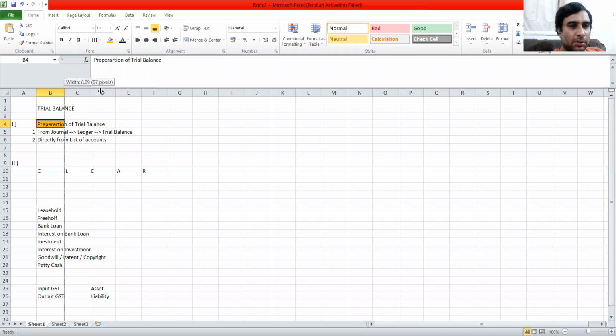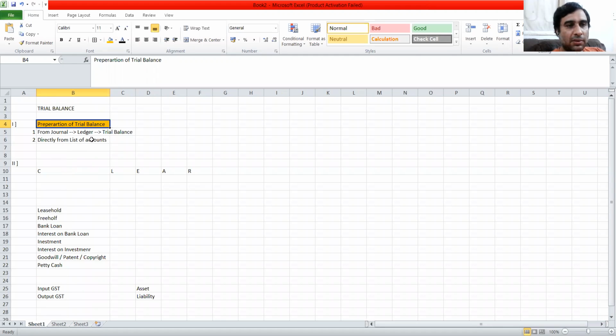So let's look into trial balance. I'm going to share my screen so you can take a look at some brief notes that I have made. Trial balance is generally prepared in one out of two methods. So we're right here. I'm going to highlight in yellow while we speak. So preparation of trial balance is by two methods. One is from the journal, you make the ledger, and from the ledger, you make the trial balance. That is what we were speaking about so far. So this is option one.